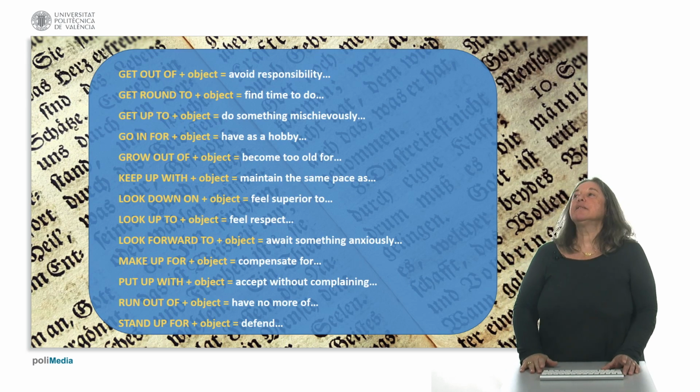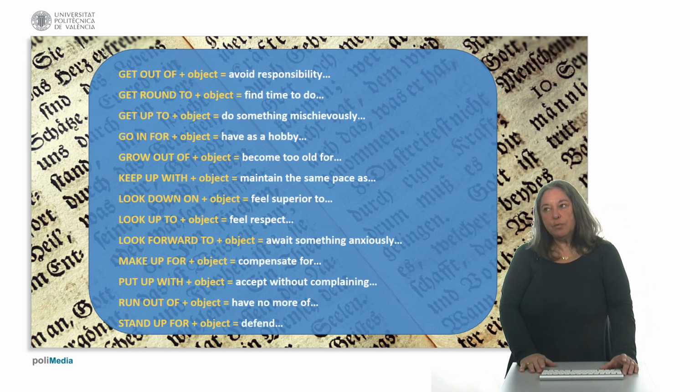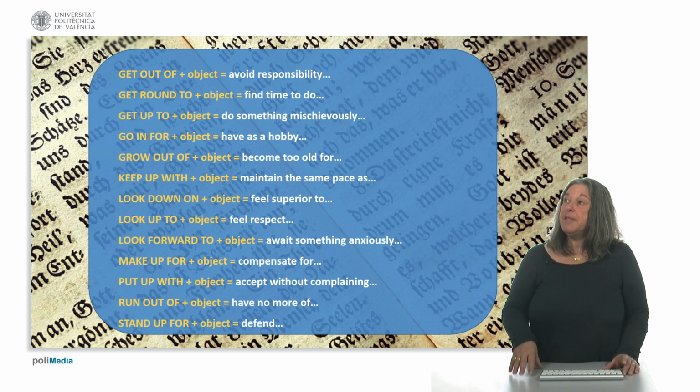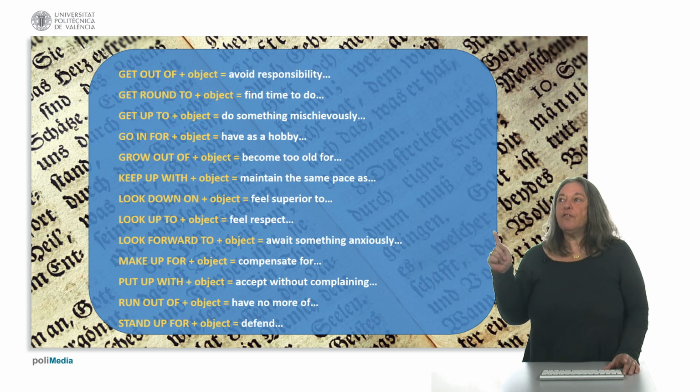Now, here's another list of phrasal verbs that will come in very useful. Let's see. To get out of, meaning to avoid responsibility. To get round to doing something, to find the time to do that thing. To get up to is to do something in a mischievous way. To go in for, to have as a hobby. Okay, for example, I'm going in for tennis. I'm going to start practicing tennis.